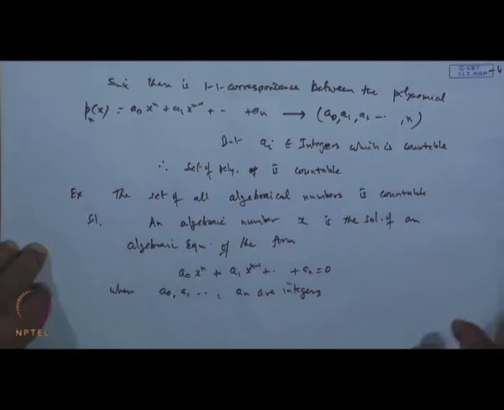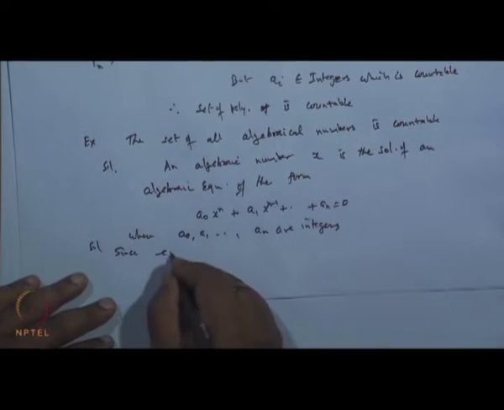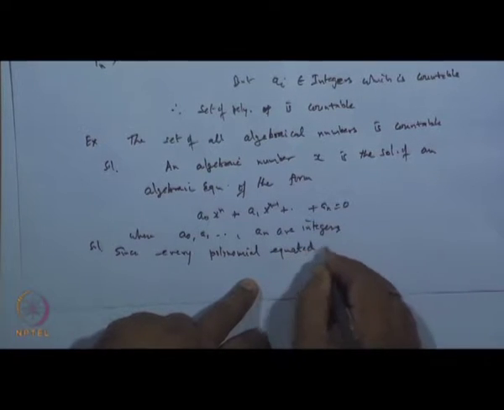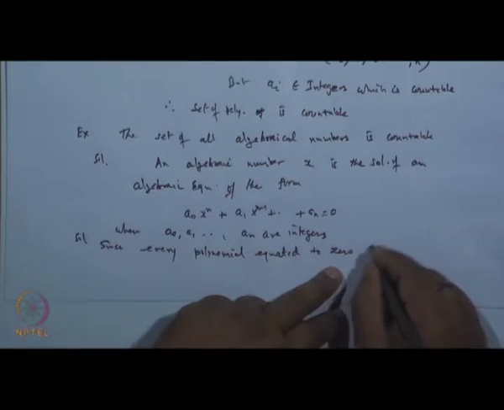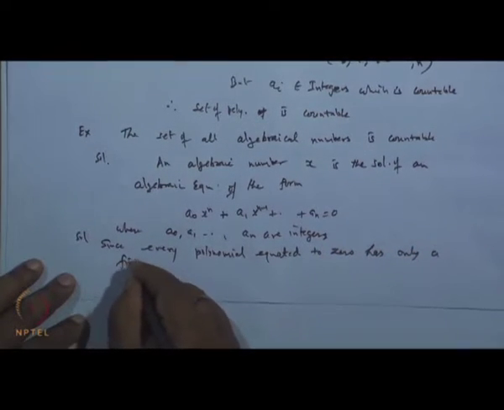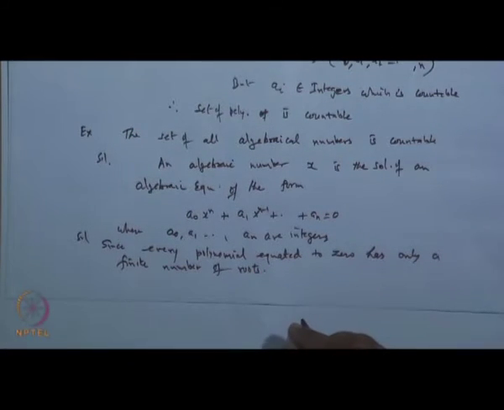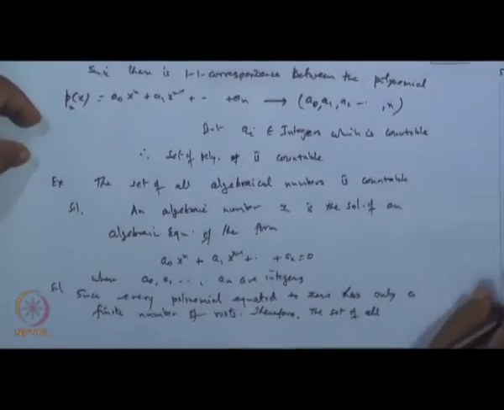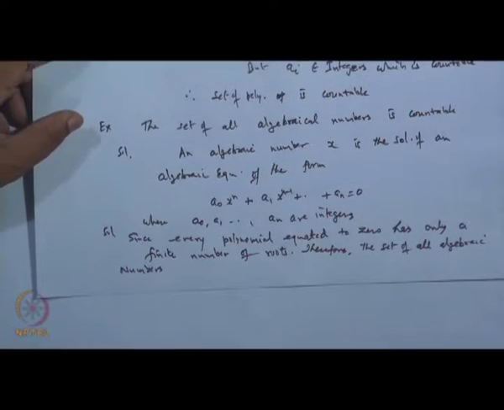So, we can write it like this: since every polynomial equated to 0 has only a finite number of roots, therefore the set of all algebraic numbers forms a countable set.